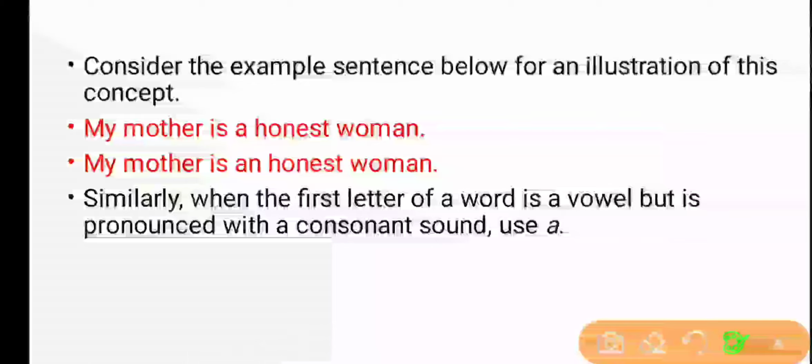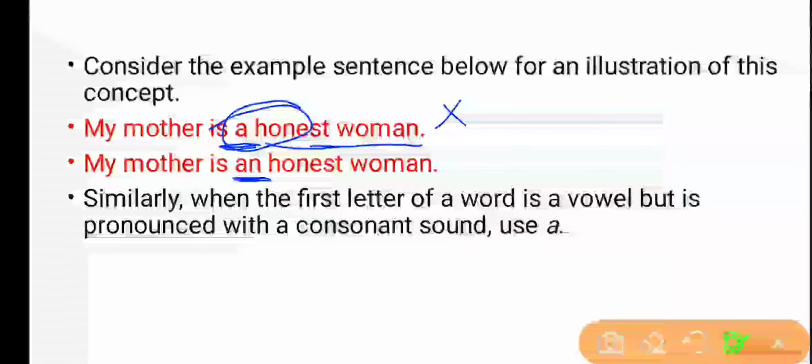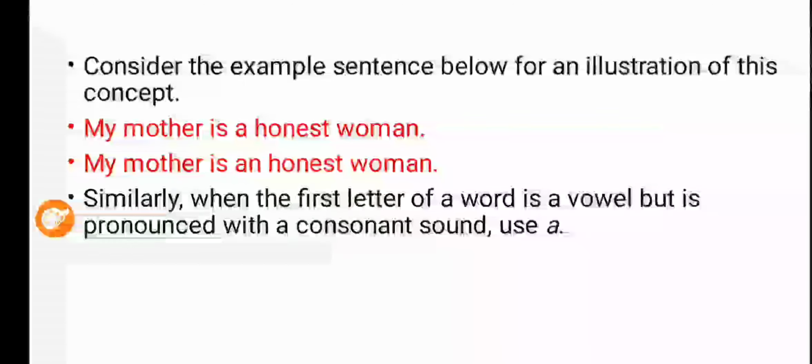See these examples here. My mother is an honest woman. Here I have used a with the honest. And my mother is an honest woman. Here I have used an. This sentence, the above one, in which I have used a, is wrong because the sound is not going according to the letter. So, similarly, when the first letter of a word is a vowel but it is pronounced with a consonant sound, use a.